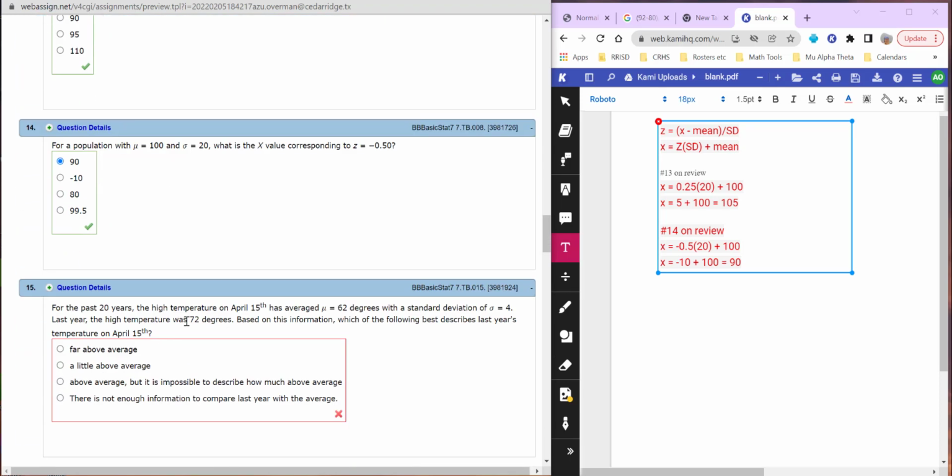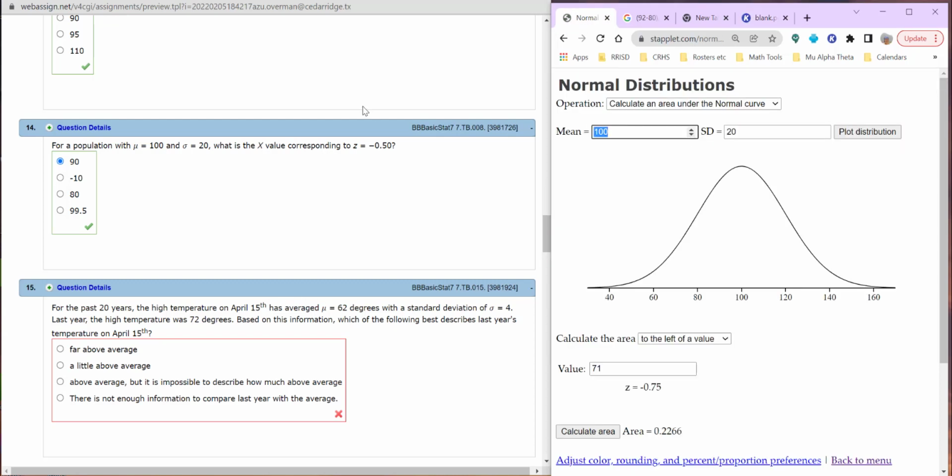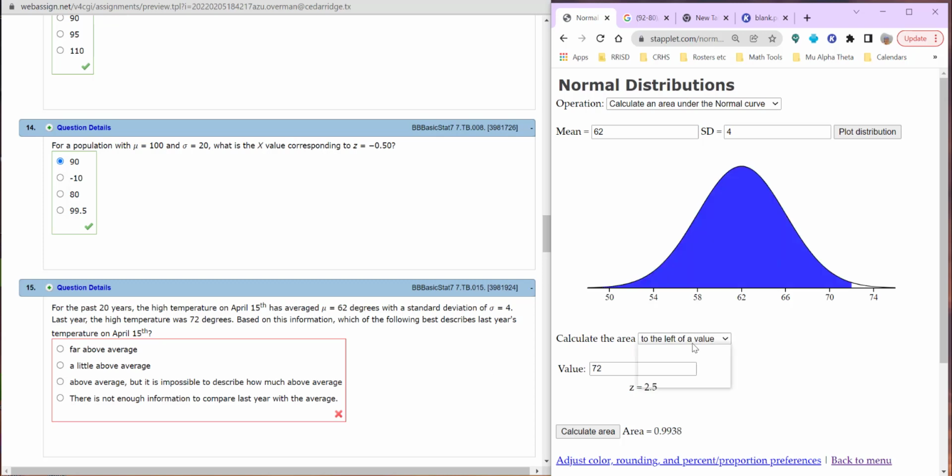For the past 20 years, the high temperature on April 15th has an average of 62 and a standard deviation of 4. So I just feel like, oh, I probably want to put that in here. I don't know if I'm going to need this, 62 and 4, and plot my distribution. Might as well. There it is. It's all beautiful. Last year, the high temperature was 72 degrees. Based on this information, which of the following best describes last year's temperature? Well, let's put in 72 and see how unusual that is.